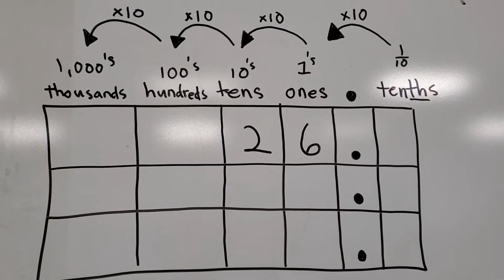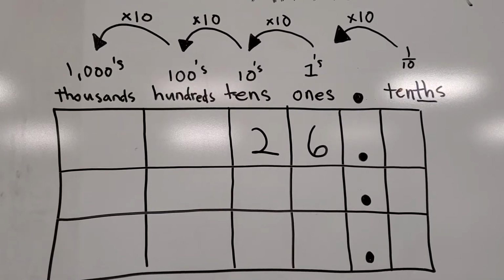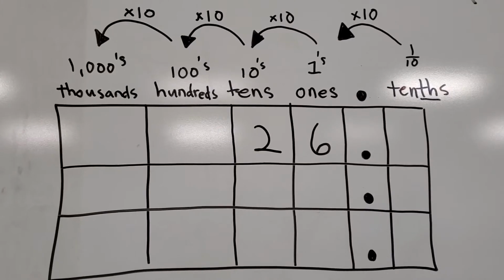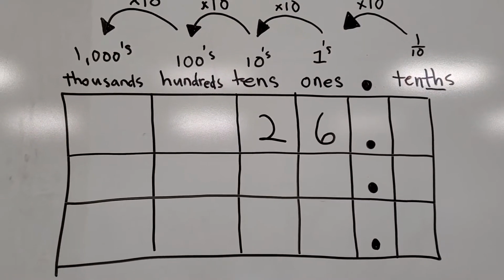All right, guys, today we're going to be looking at our place value chart, and the main takeaway today is I want everyone to understand that the value of the numbers on a place value chart are related to each other by powers of 10.